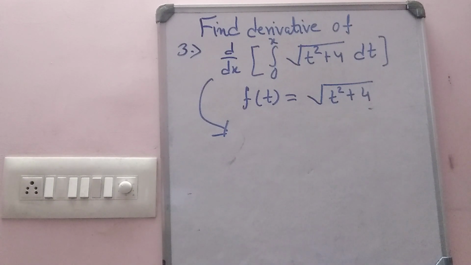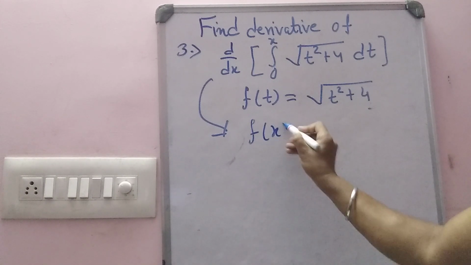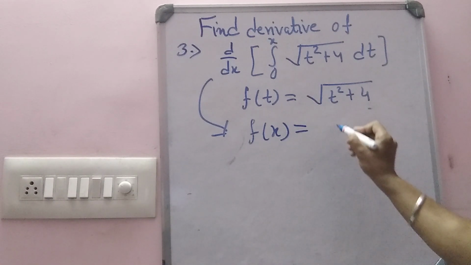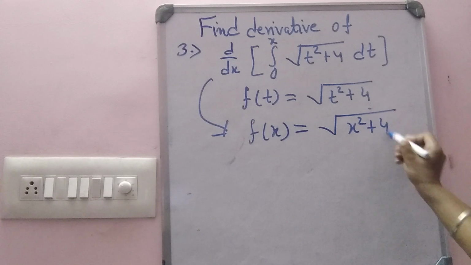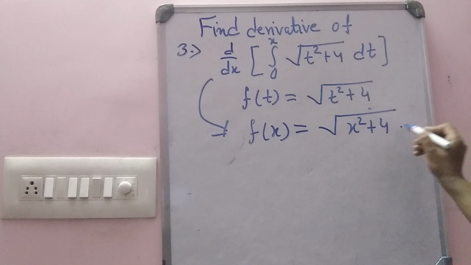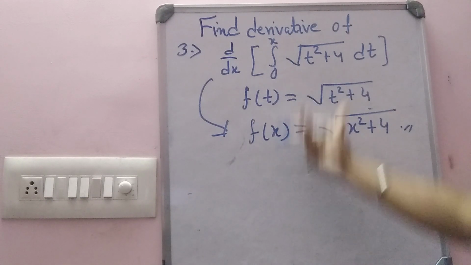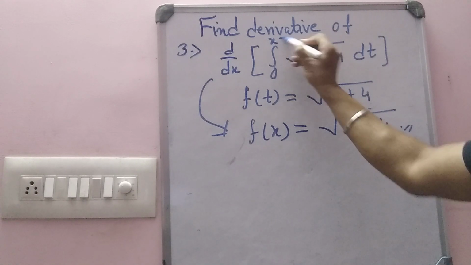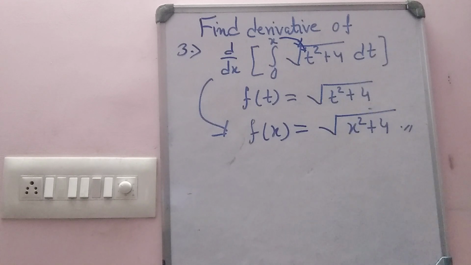So this f of t now becomes your f of x. It means you just replace your t with x. So what it becomes is square root of x square plus 4. That is your final answer. I have explained this completely stepwise, how you have to do it, but in the exam there is a very easy way you can do. Just replace this x with this t. Okay.